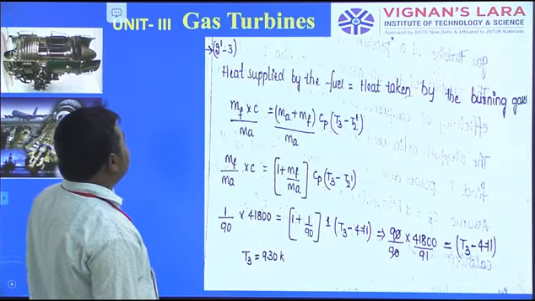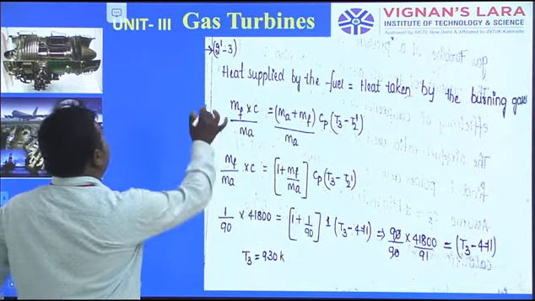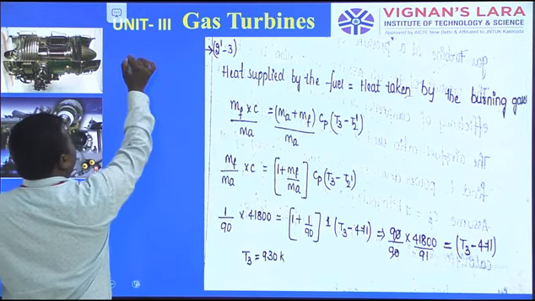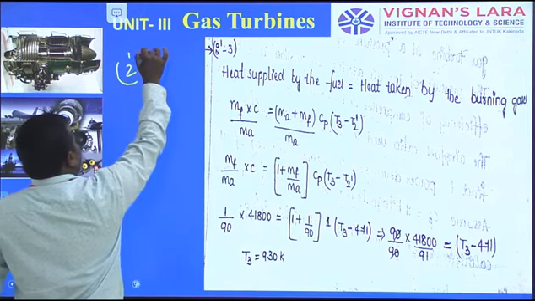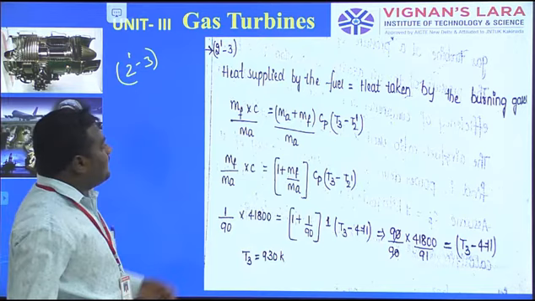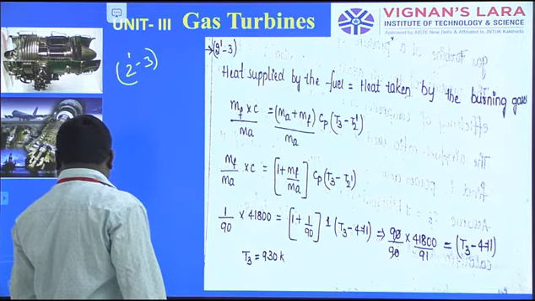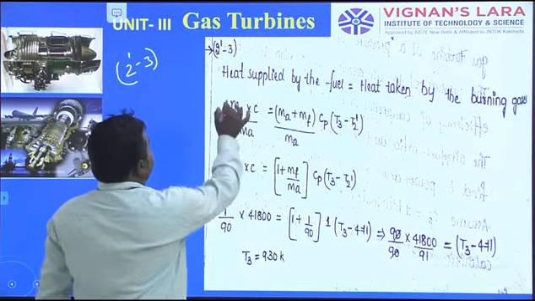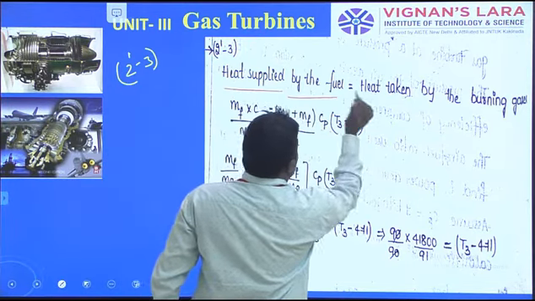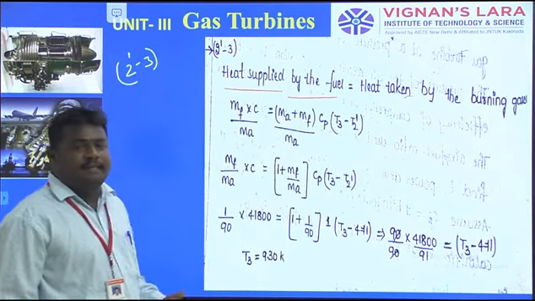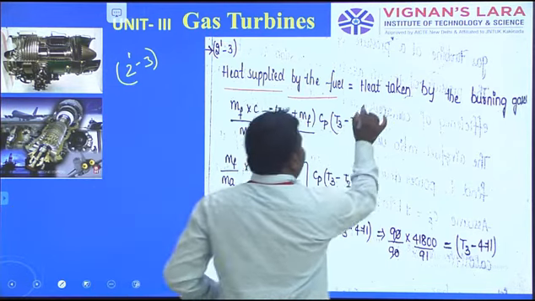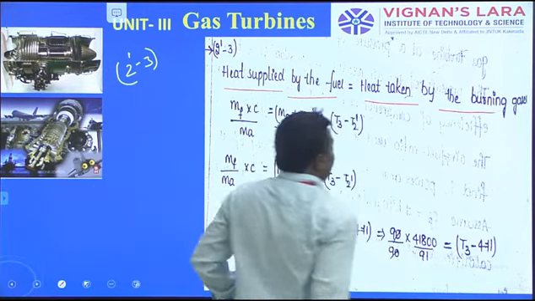Then the process 2 dash to 3. 2 dash to 3 process. Okay. Then heat supplied by the fuel. This is the heat supplied by the fuel equal to heat taken by the burning gases. Okay. Heat taken by the burning gases.